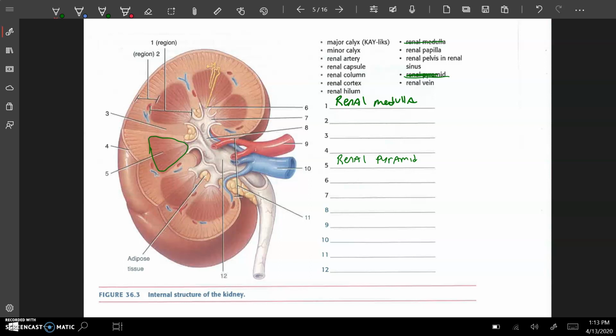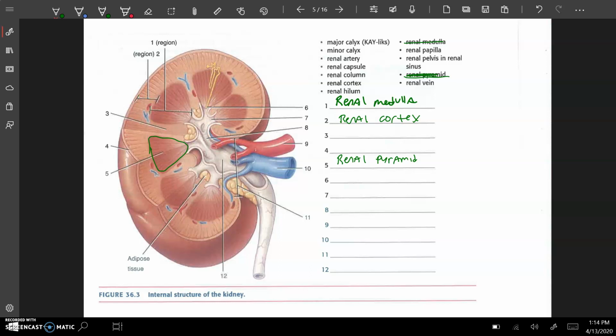When we look at number 2, we're looking for another region. Now we're looking at this region, going from here to here. That's going to be this whole part, and we're going to call that outer, more superficial layer the renal cortex.